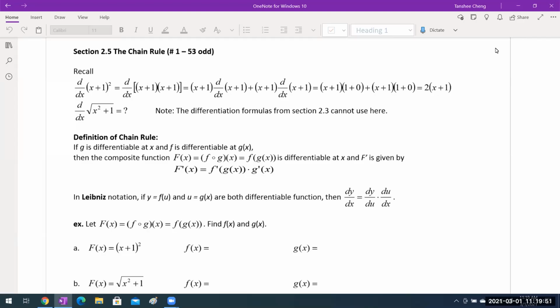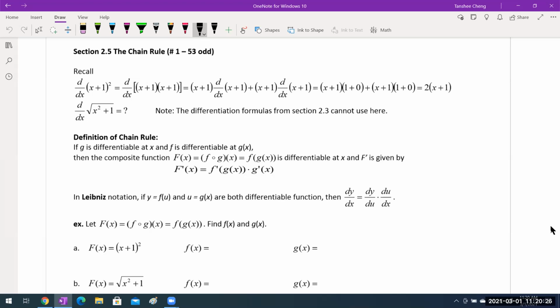2.5 chain rule. In one of the examples I gave you in 2.3, taking the derivative of a function which has a formula (x plus 1) squared, we didn't have a formula to take the derivatives of composition functions back then. So what we did is rewrite it into a product format, and take the derivative using the product rule.